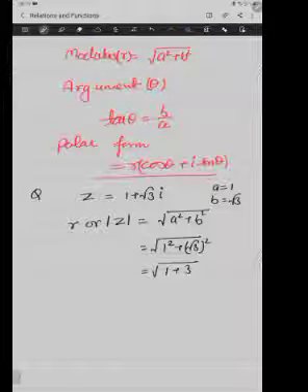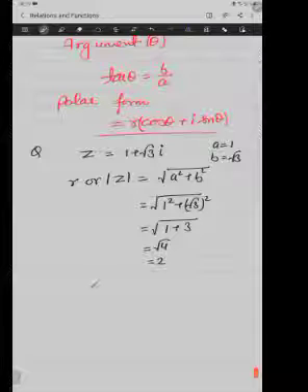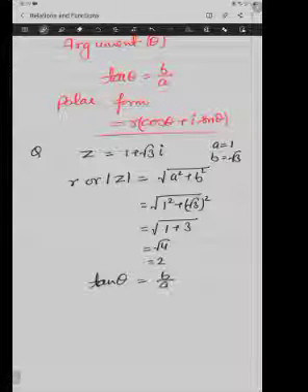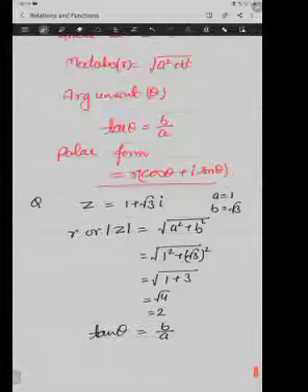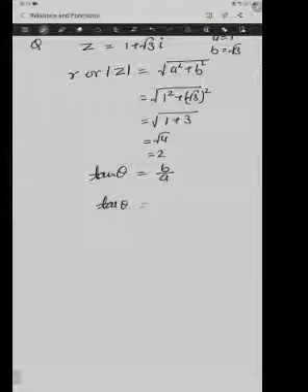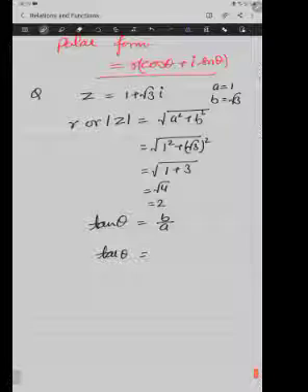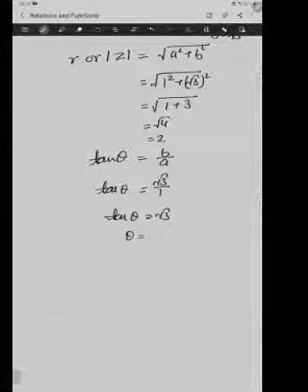1 plus 3 under root 4. That is 2. Then tan theta is equal to b upon a. Hope you remember this also. Here is the formula. Now tan theta is equal to b, b is root 3 and a is 1. So tan theta will be root 3. Theta is said as argument.